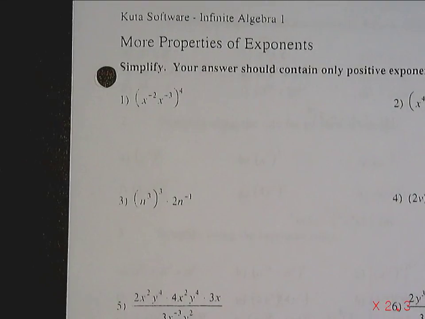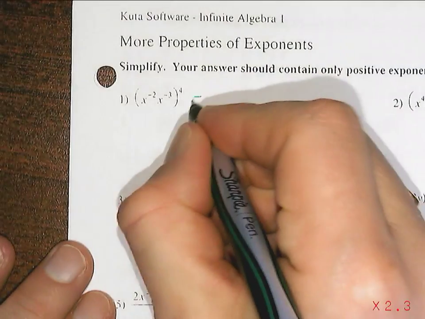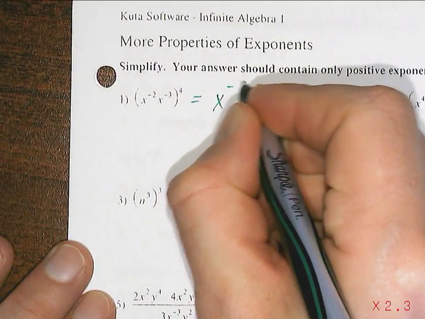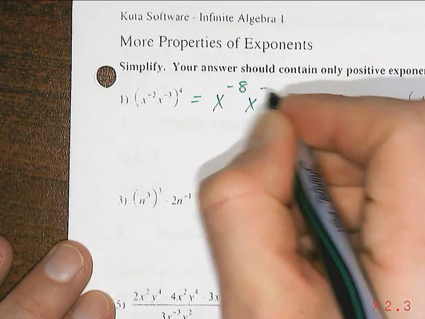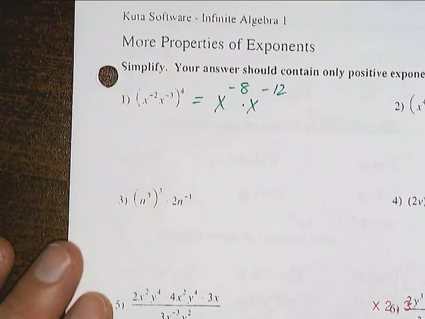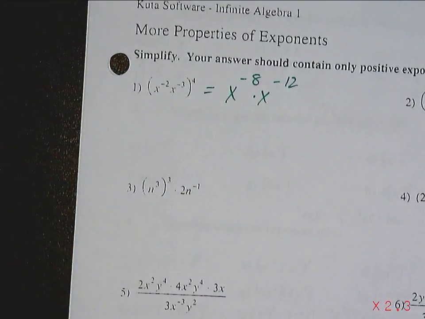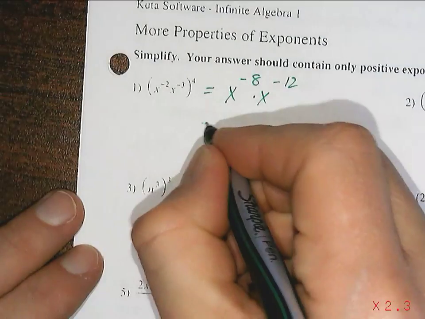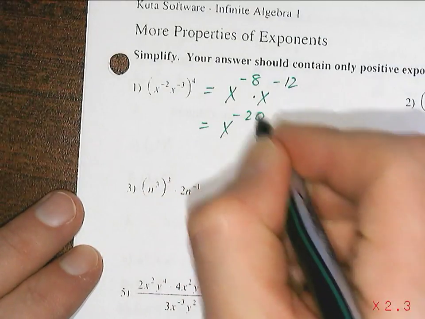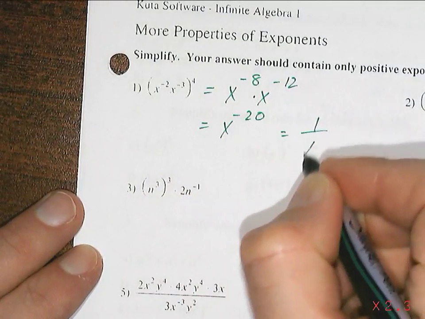I can think of 4 different ways to do this question right off the bat. What do you see, Sienna? Bringing the 4 in. Me too. I like that first for this question too. I really like the idea of making this x to the negative 8 times x to the negative 12. At that point, it really sinks in that those bases are the same. So that's simply going to be x to the minus 20, which is going to be 1 over x to the 20.